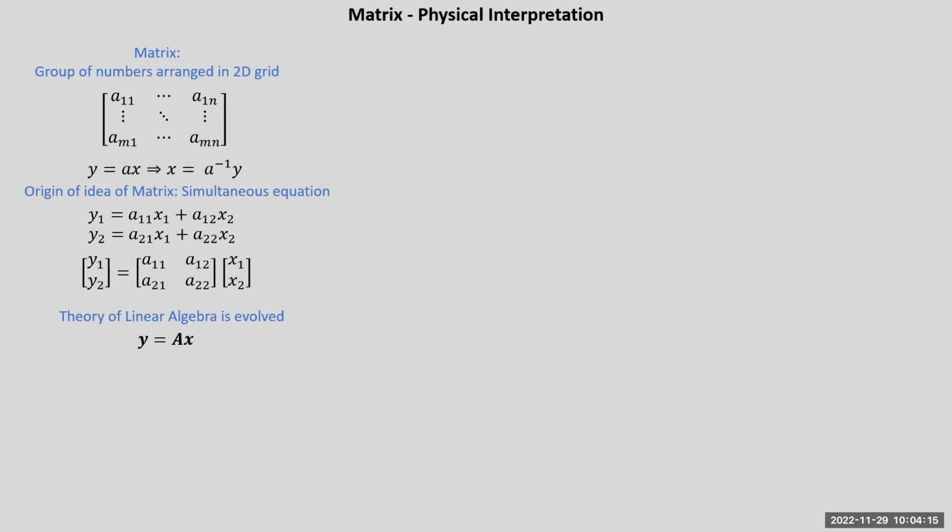Similarly, we can find the equation for y2 by multiplying the second row of the parameter matrix with the column vector x1 and x2. So this is basically point-to-point multiplication. Here we establish the rule of this new algebra, which is called linear algebra.